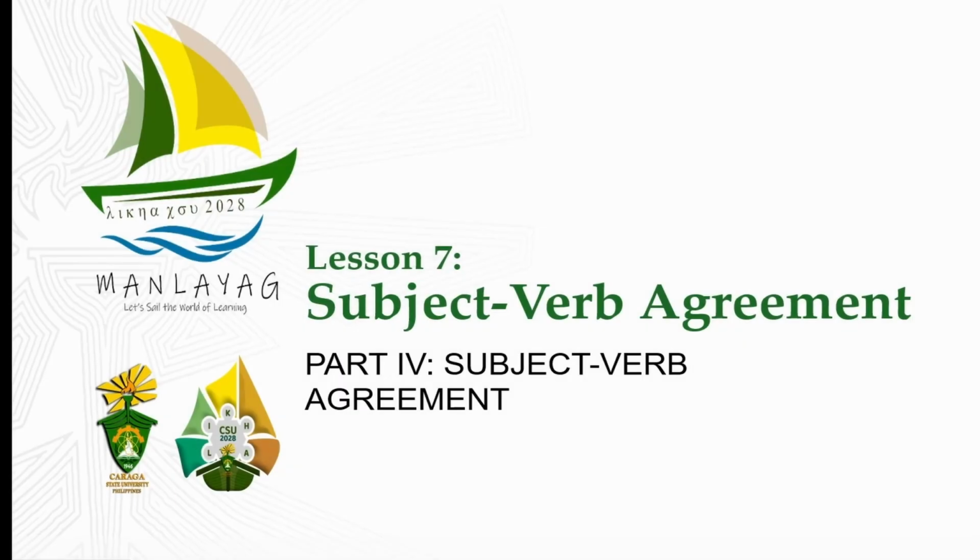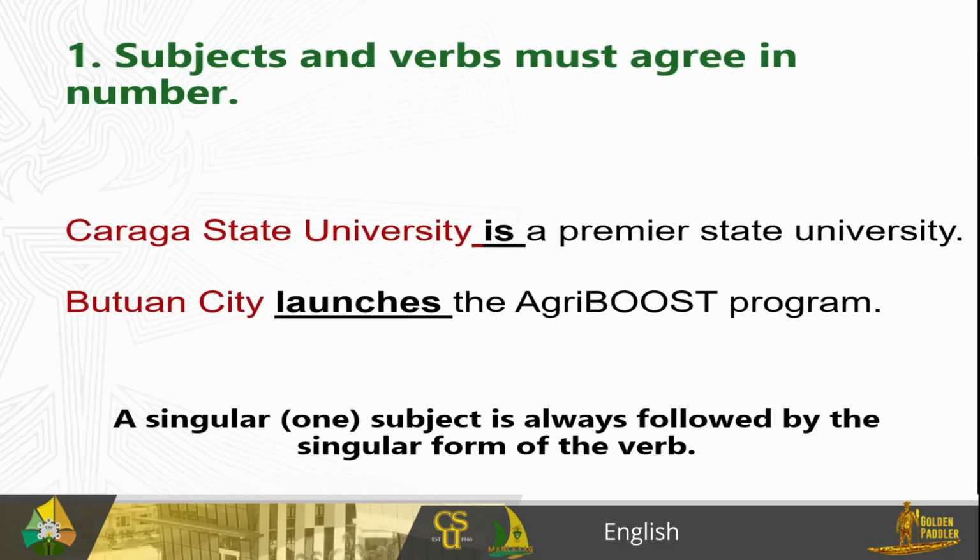Subject-verb agreement is the grammatical rule that the verb or verbs in a sentence must match the number, person, and gender of the subject. In English, the verb needs to match just the number and sometimes the person. In this lesson, we are going to learn 20 rules of grammar, so pay attention. The first rule is subjects and verbs must agree in number.